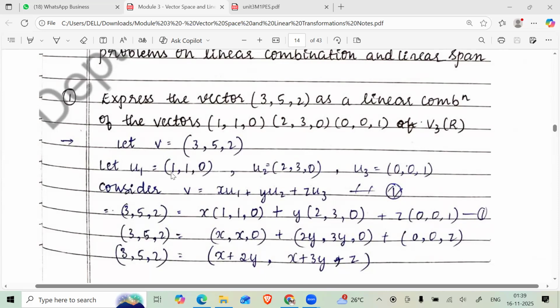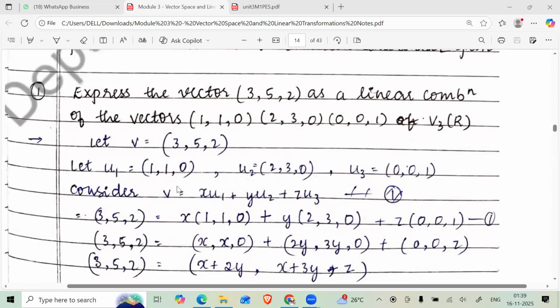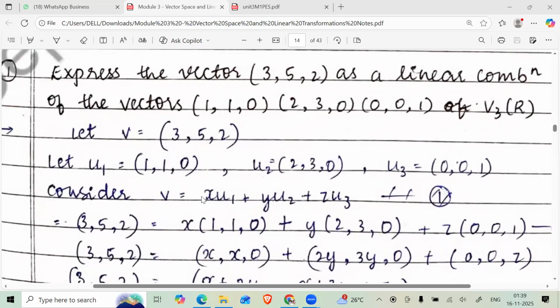And U1 is equal to what? (1, 1, 0). And what is my U2? (2, 3, 0). And what is my U3? (0, 0, 1). U1, U2, and U3 respectively. So what is my V? V is equal to, this is a general formula, x U1 plus y U2 plus z U3.